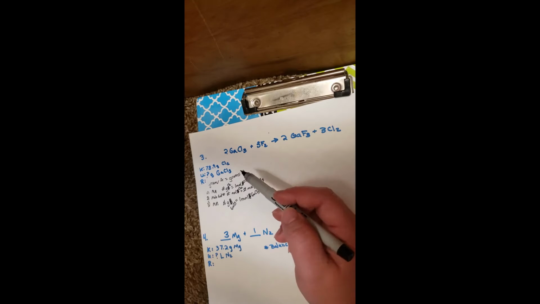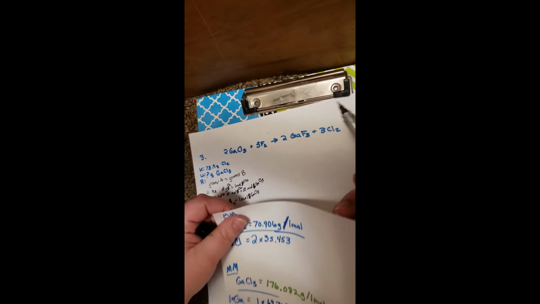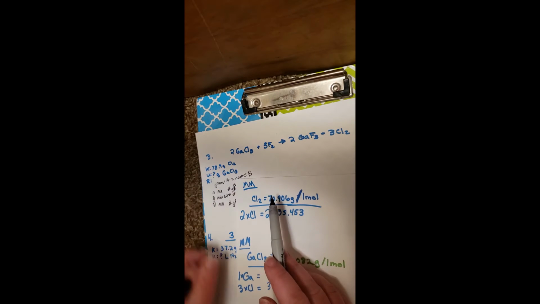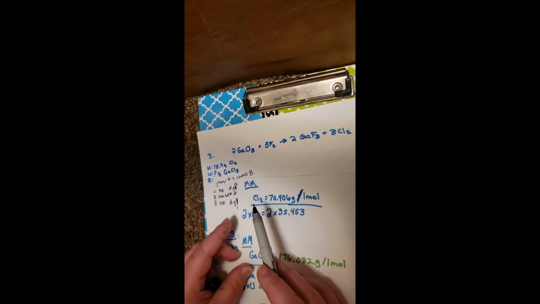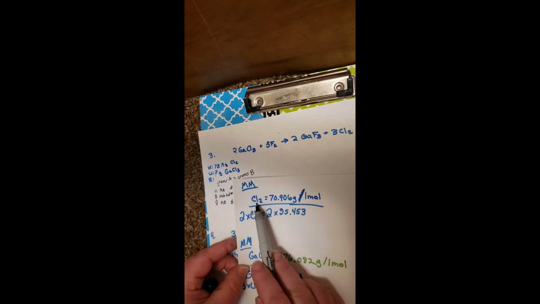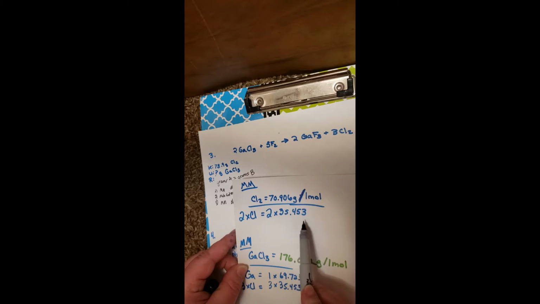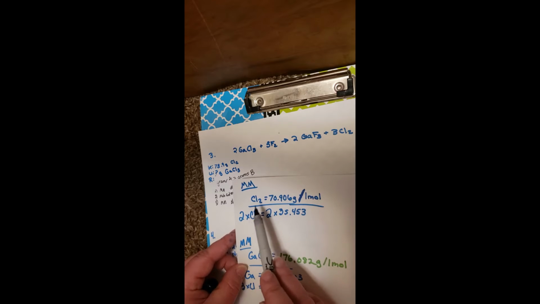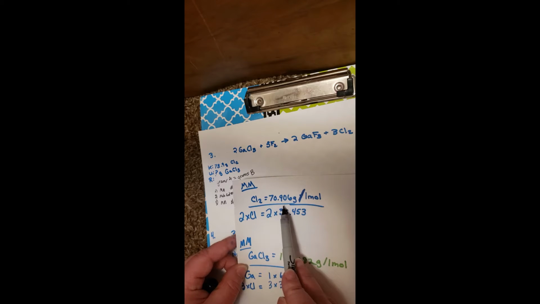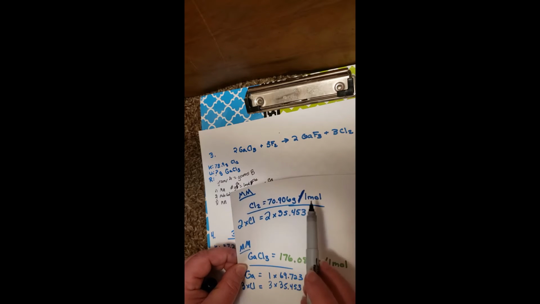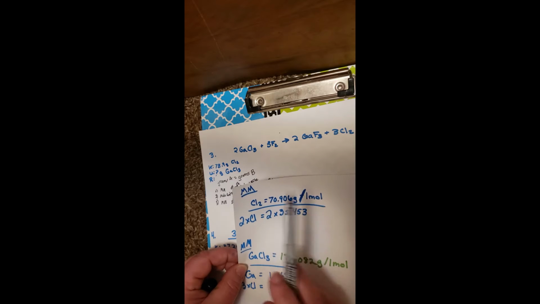Molar mass of chlorine, I'll use my reference table right here. This was to save time as I do my video. Note that for the molar mass of chlorine, there are 2 chlorines in the formula, so you take the mass of chlorine, 35.453, times 2, the total, which is 70.906, so 70.906 grams per 1 mole is the molar mass of chlorine.